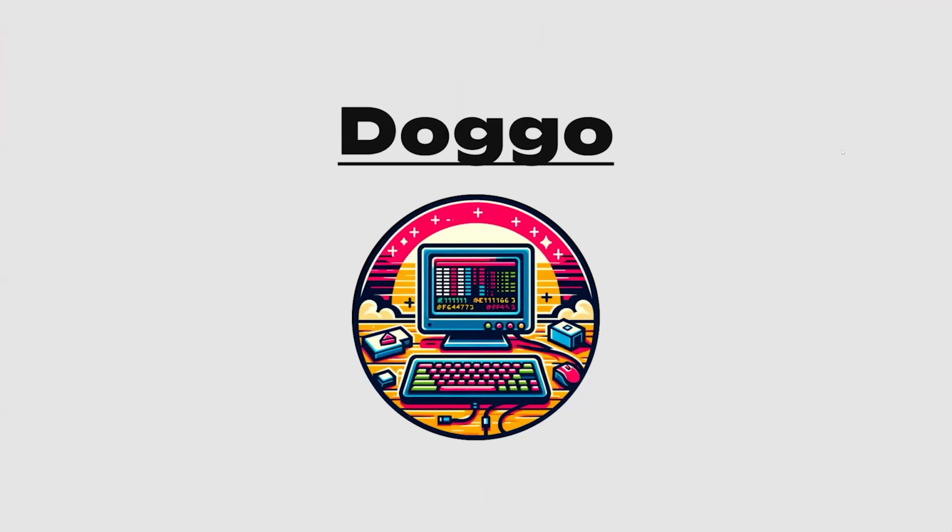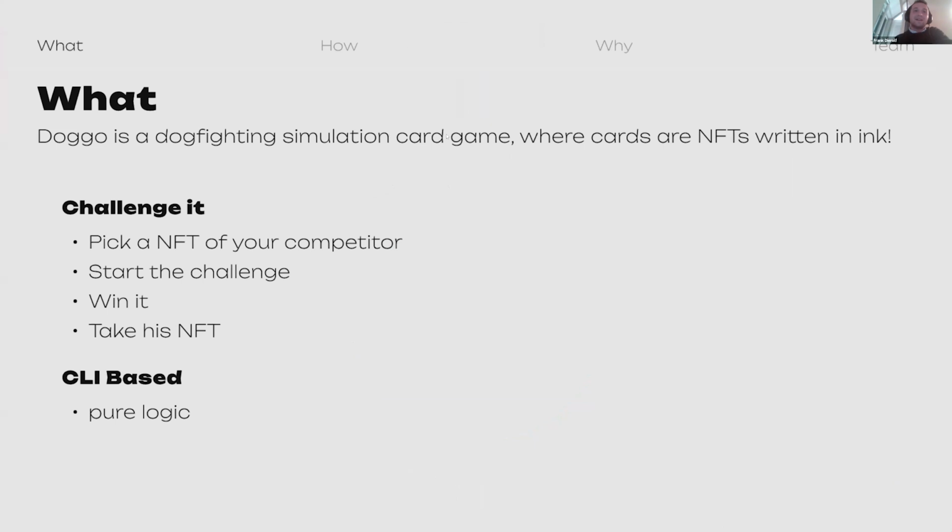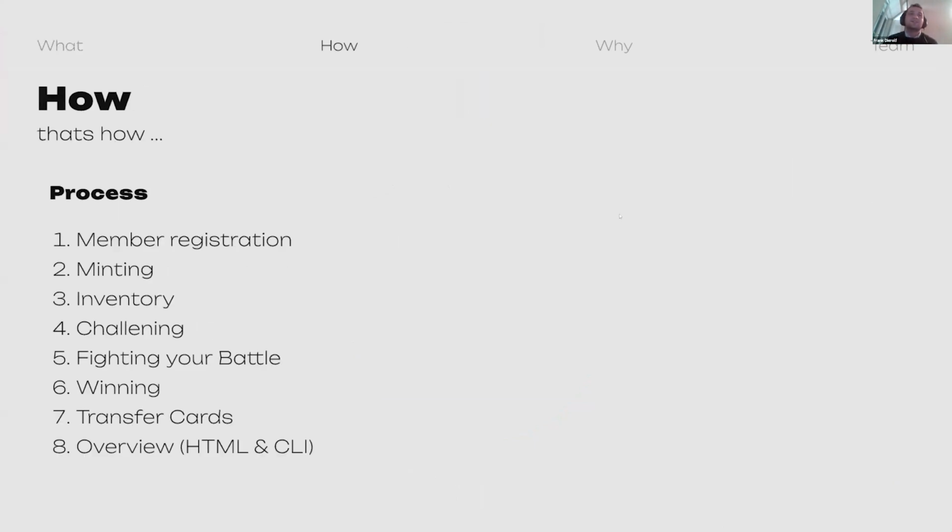Okay, let's go. So I will present you Doggo. Doggo is a CLI game. It allows you to pick an NFT of your competitor, then you start a challenge, then you win your challenge because you are the best, then you take his NFT and then you are happy. It's CLI based, so it's pure logic. So how does it work?